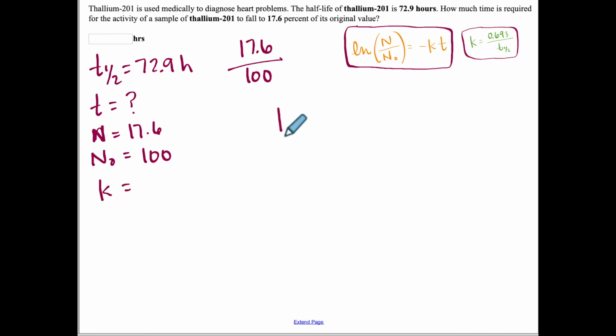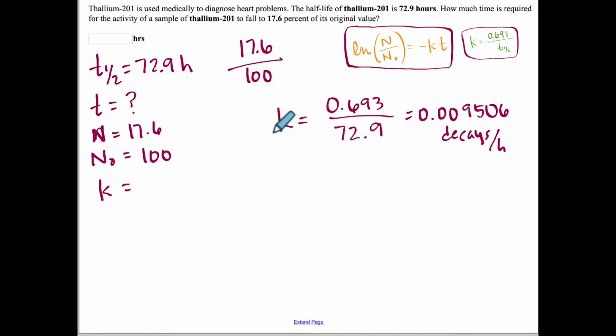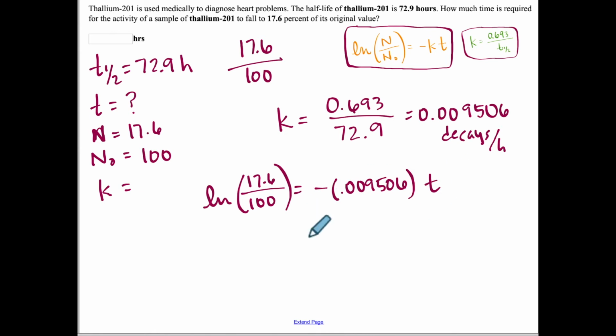To find K, we use 0.693 divided by the half-life, so 72.9. You get 0.009506. The units for that, because what we put in is hours, this would be decays per hour. That's going to be our K. So now we can plug this into this equation. And when you solve this, you get a T of 183 hours.